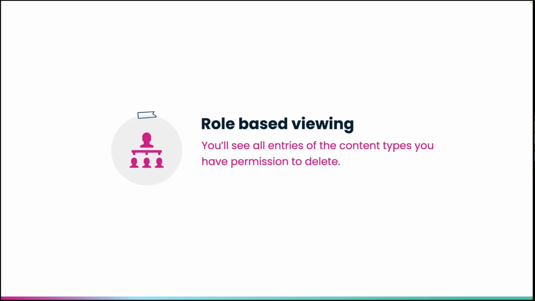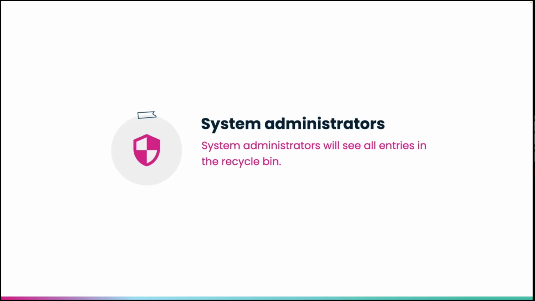Deleted items and restoring deleted items is all based on permissions. So if you've got permission to delete a particular entry of a particular type, so if you're managing books or courses and you're allowed to delete those courses, you'll be able to restore them. System administrators, as normal, will see all entries in the Recycle Bin regardless of the underlying permission model, allowing them to restore entries that may have been deleted by somebody who may have left the organization or is in a different team.